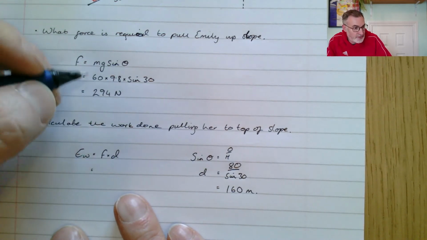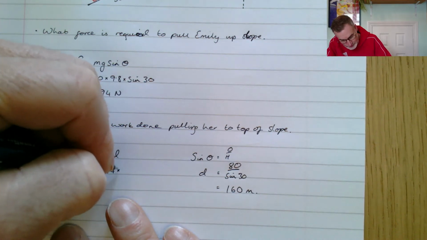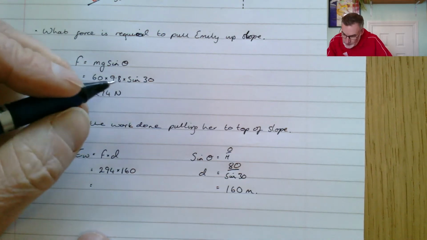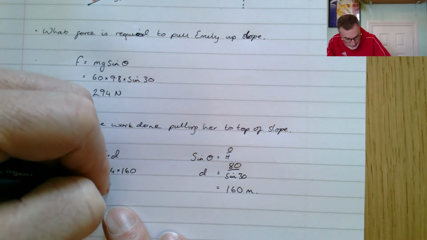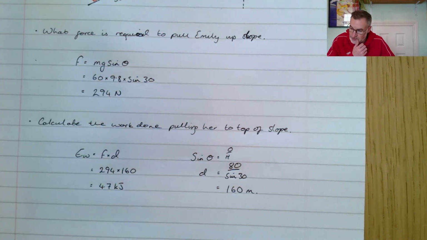Pulling with a constant force, 294 times 160, and that will be 47 kilojoules of energy.